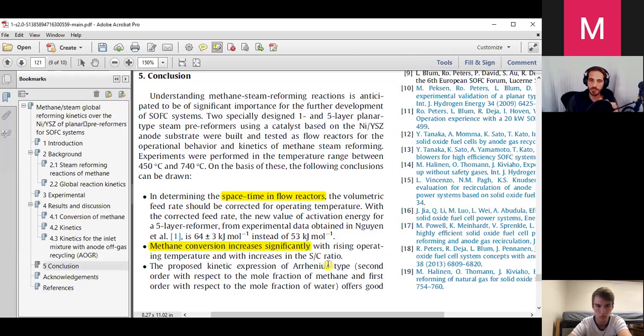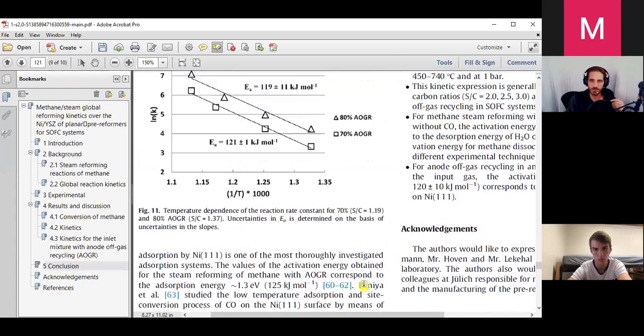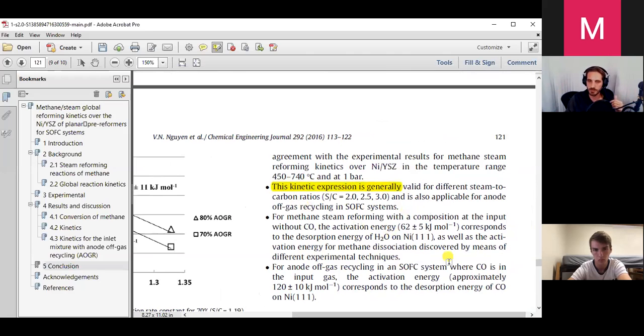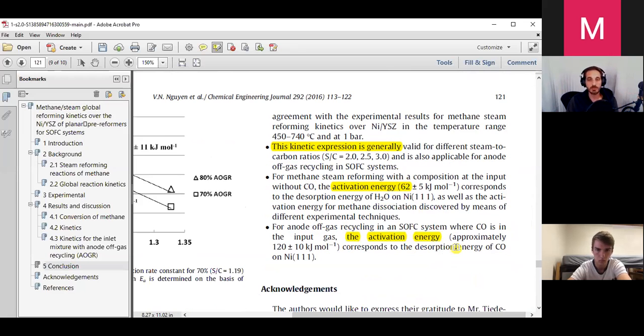Methane conversion, right? They're going to talk about its trends up there somewhere. They're going to propose an Arrhenius type expression, which is going to be great for us. They've even got a couple more bullets over here about whether this kinetic expression is valid, more activation energies, and then even more activation energies over here. Right, so now I've learned enough to know the main goal of this paper was a kinetic analysis. I'm absolutely sure that that's what they were doing.